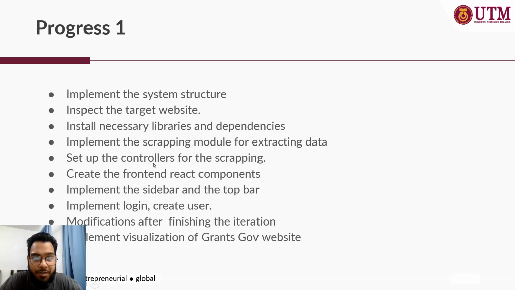Then set up the controllers for the scraping, create some of the front end React components for login and create user and so on. Then implement the sidebar and the top bar, which is used in most of the pages in my system, and then modifications after finishing the iteration, and last implement the visualizations for the grants gov website. So after progress one, some of the visualizations for the grants gov website were ready after scraping them.